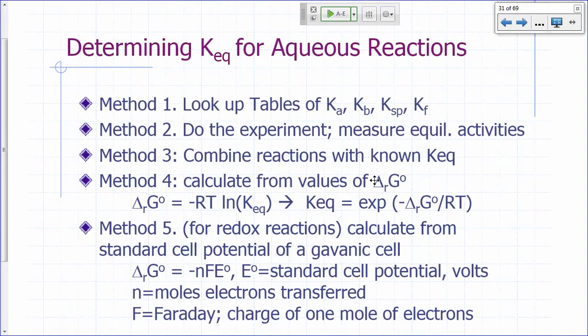Okay. Let's talk about determining equilibrium constants for aqueous reactions. So, simplest way is to look them up. Right? So, if you need the Ka of something, you should be able to find a table of Ka somewhere. There's one at the back of your book. Okay, there's plenty of websites where you can find these Kb, Ksp, and Kf.